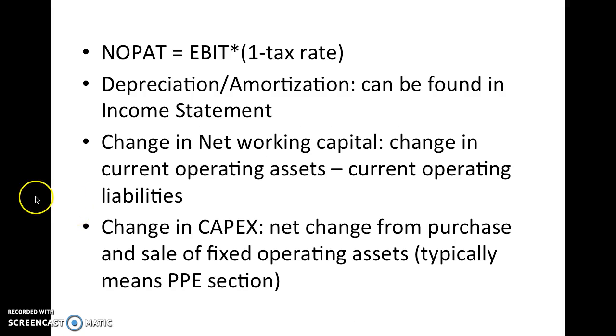Okay. When we look at NOPAT, we're looking at EBIT multiplied by 1 minus tax rate. So EBIT is your operating profit minus the tax. You will get net operating profit after tax, NOPAT. Depreciation and amortization, we know that it can be found as an expense on your income statement. Changes in net working capital, what is that? It is changes in current operating assets minus current operating liabilities from year to year. CapEx is the net change from the purchase or sales of fixed operating assets. It typically means the PPE section, which is the property, plant, and equipment section of your balance sheet.